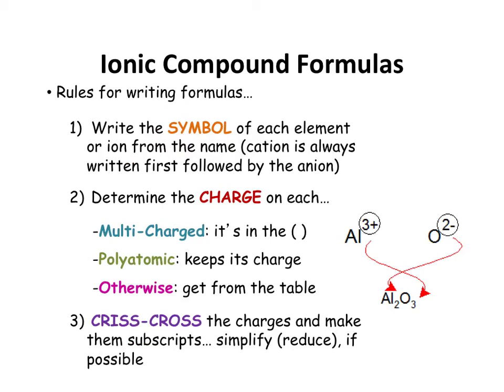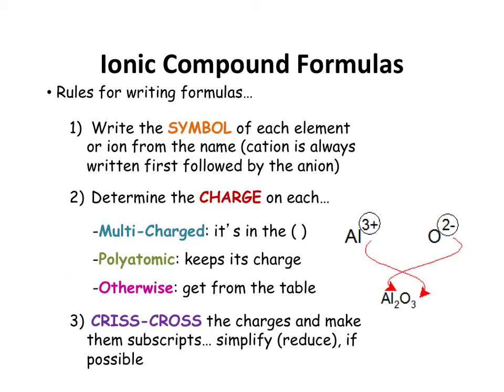If you follow your rules for naming, when it's multi-charged, you must put the charge in parentheses. So it's right there in the name. You know the charge of the element from the name. Well, what if it's a polyatomic ion? Polyatomic ions keep their charge. So you know the charge if it's a polyatomic ion. Otherwise, if it's just an element, you get the charge from the periodic table. If it's in a column of the charge, you know the charge of that particular element.